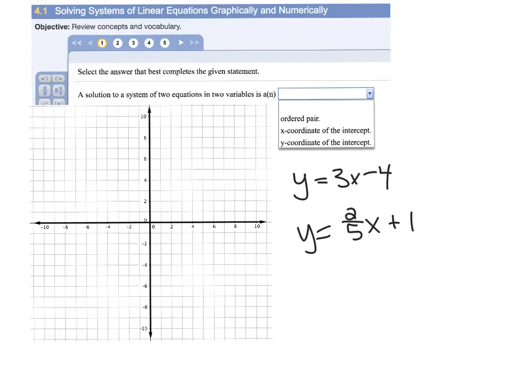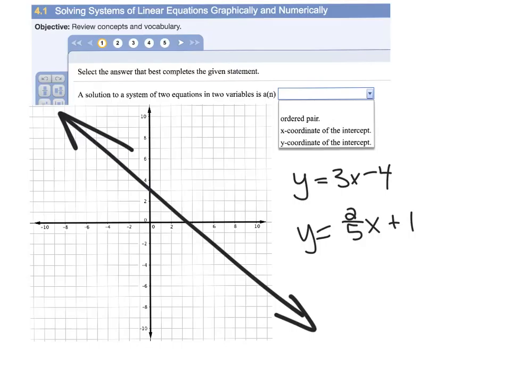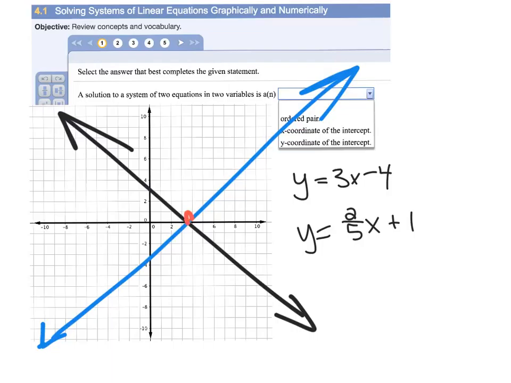Now, there are a couple of things that can happen, but one of the things that is very likely to happen is those two lines are going to intersect. So let's say one line goes like this, and another line goes like this. The intersection happens to be right there. That place right there is an ordered pair, some sort of ordered pair, x comma y.